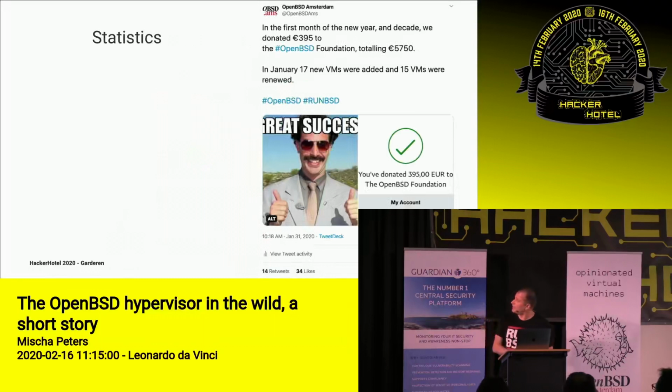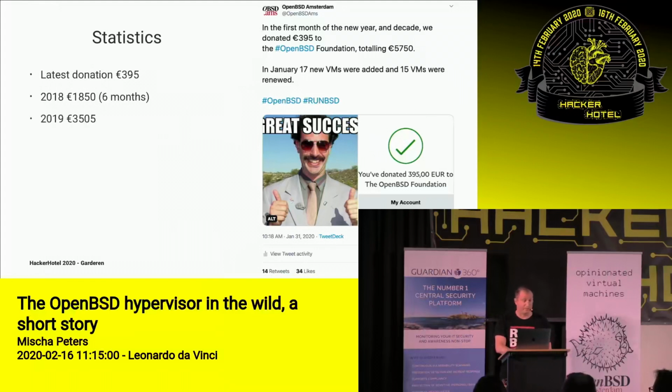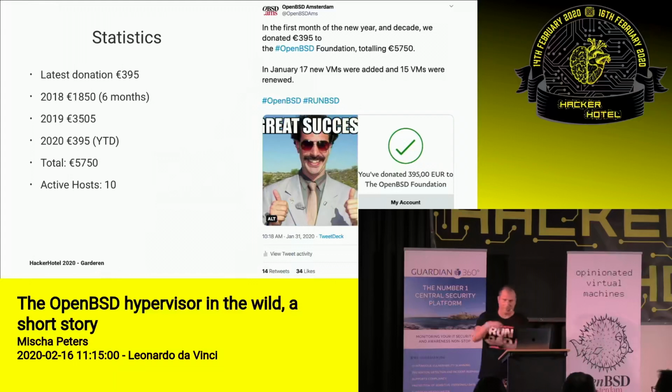The last month, I donated €395. In total, 5,000 plus. In 2018, I donated €1,850 in 6 months, actually. 2019, 3,500. And there's 10 active hosts at the moment, so 10 servers. And what I've done is basically for the money that I made of all the VMs on a certain server, I bought a new server and started over again. And I actually have to start investing in server number 11.